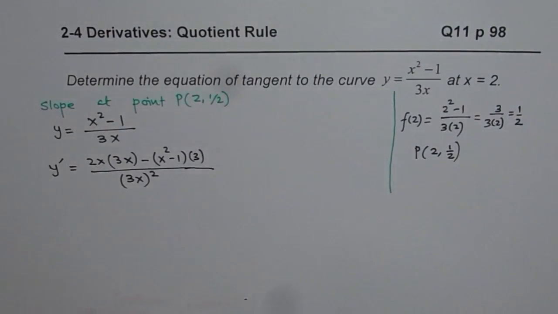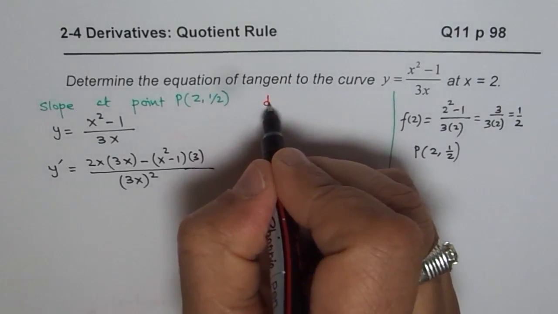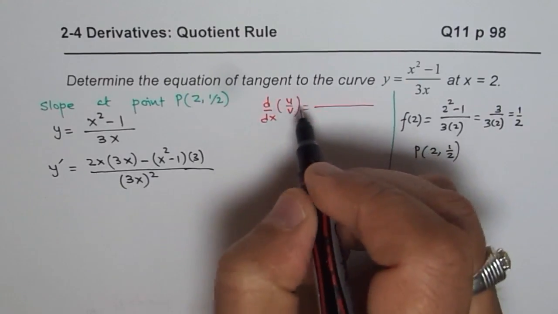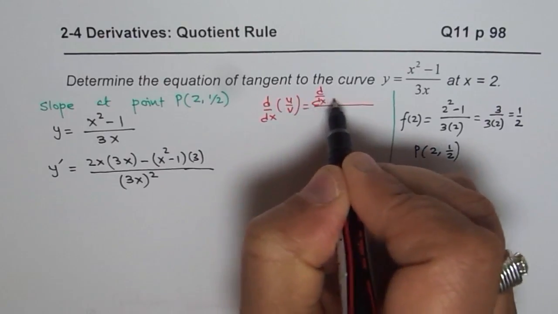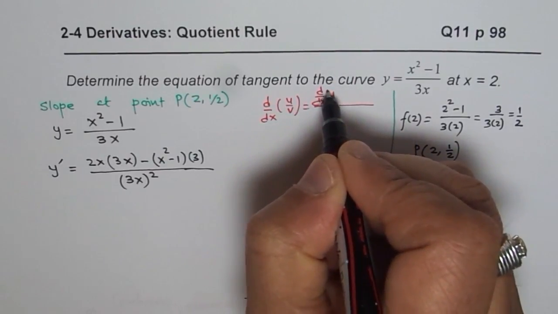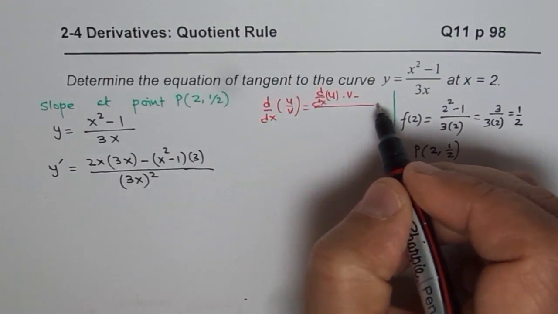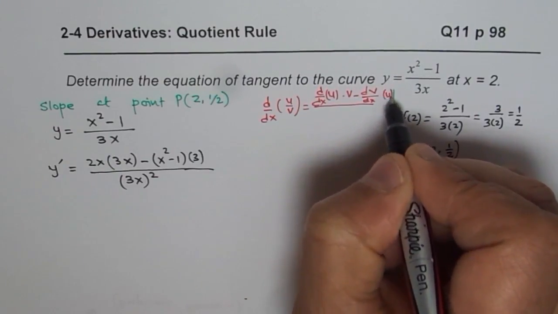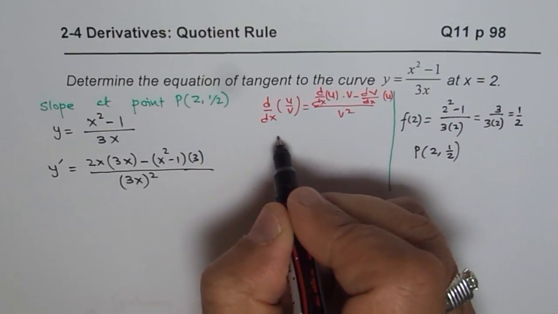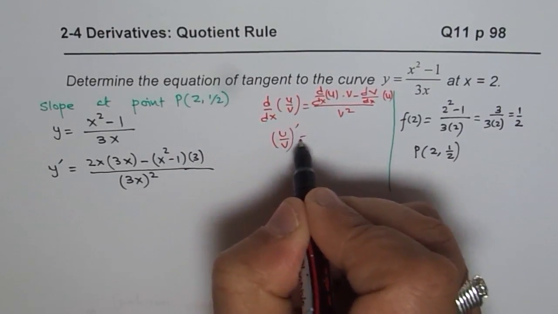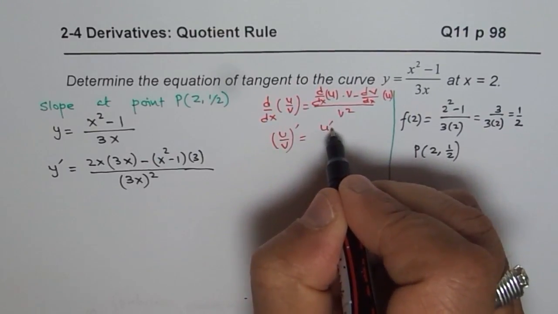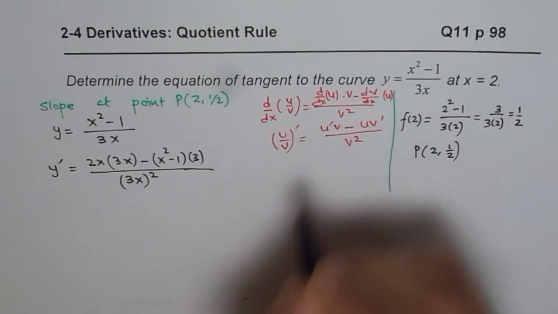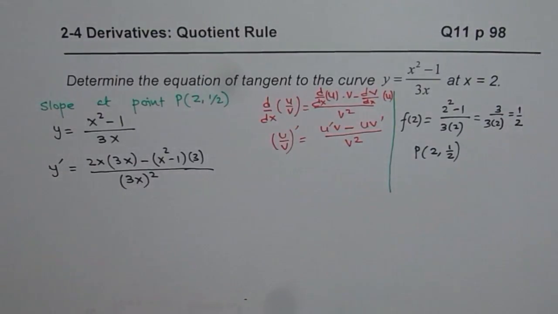Let me write down the formula here for you. If you want to find d dx of u over v, then it will be d dx of u times v minus d dx of v times u, divided by v square. A better way is to use the prime convention: u dash v minus u v dash over v square. So we use this quotient rule basically to find the slope.